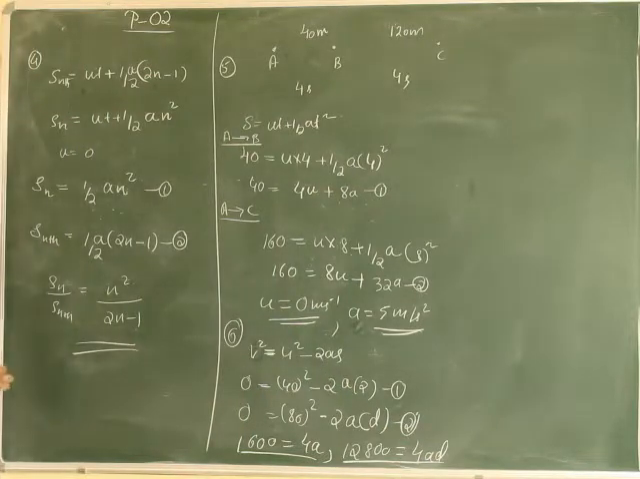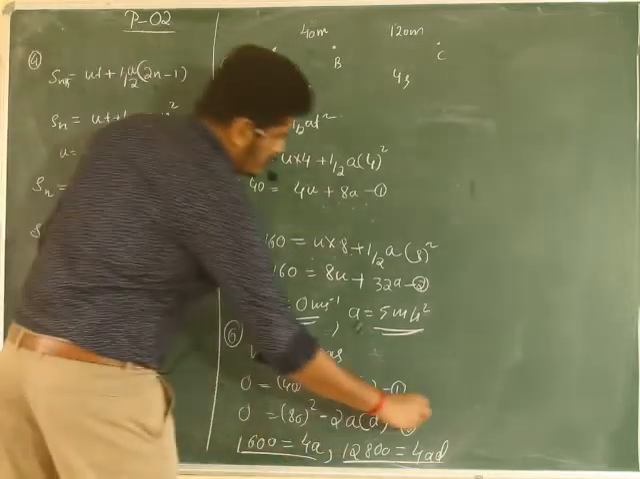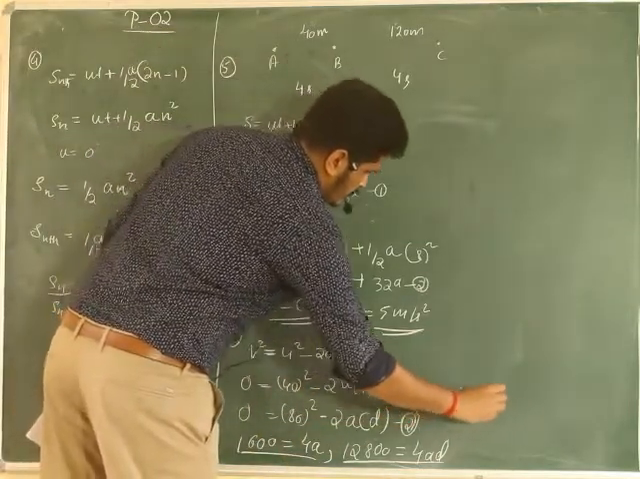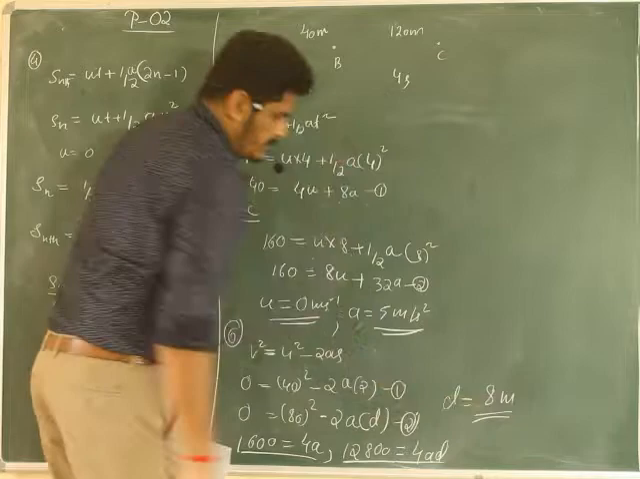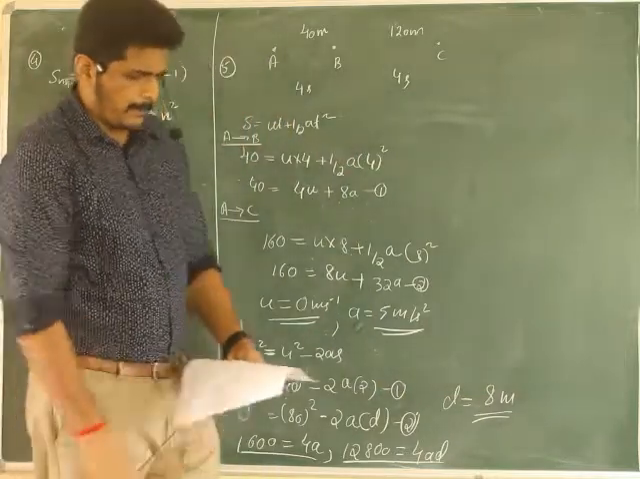Now what you are supposed to do? Now do the substitutions. Once you do the substitutions, the answer you are supposed to get is that the D value will be equal to 8 meter. So answer D is equal to 8 meter. So this is the answer.